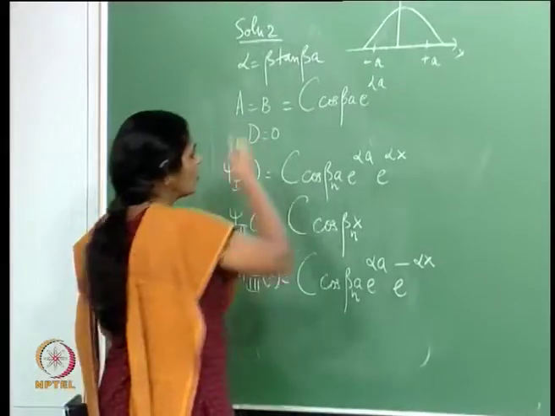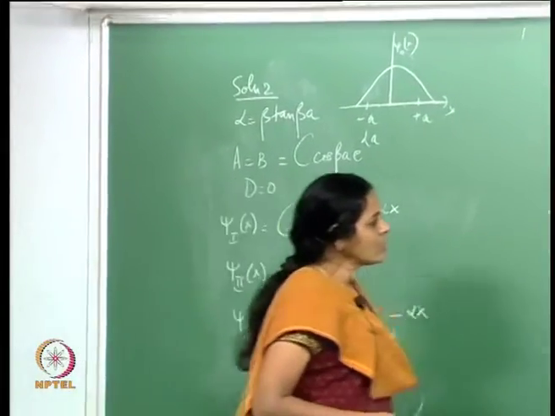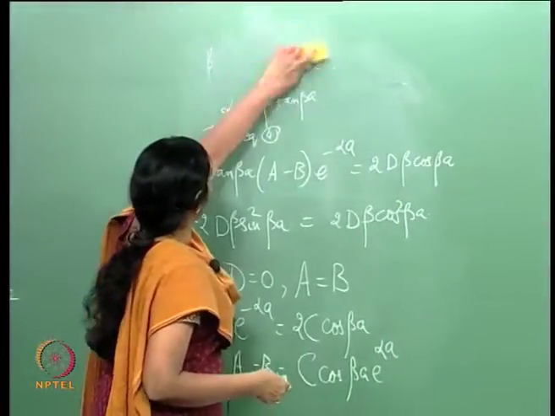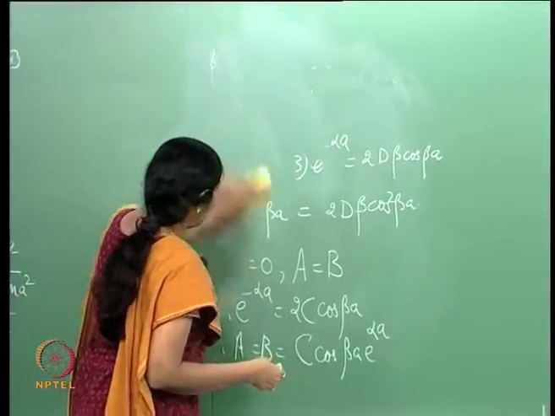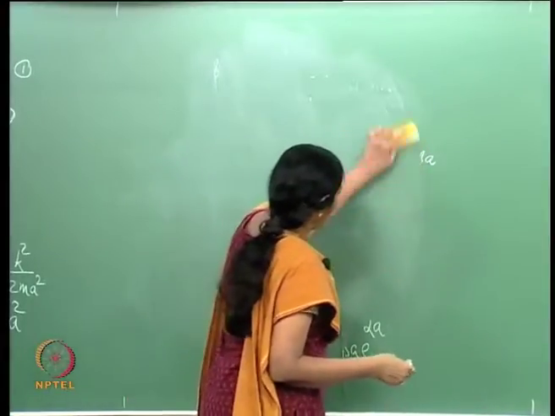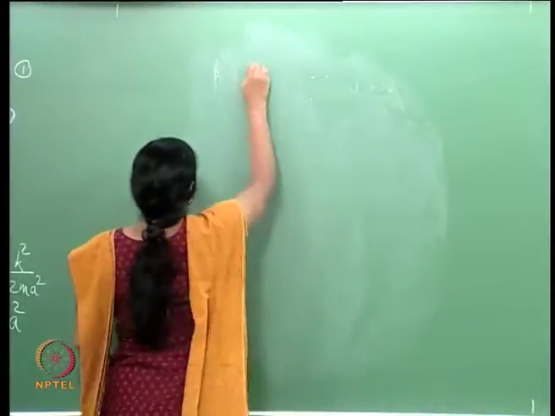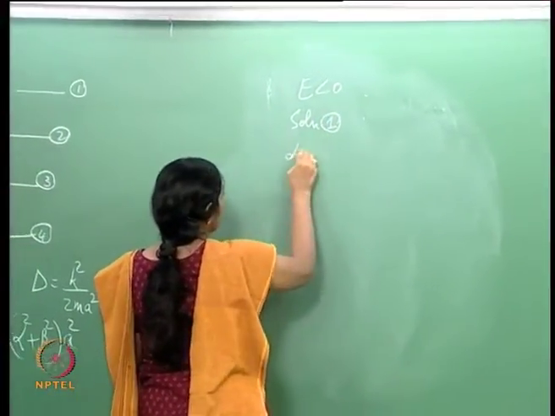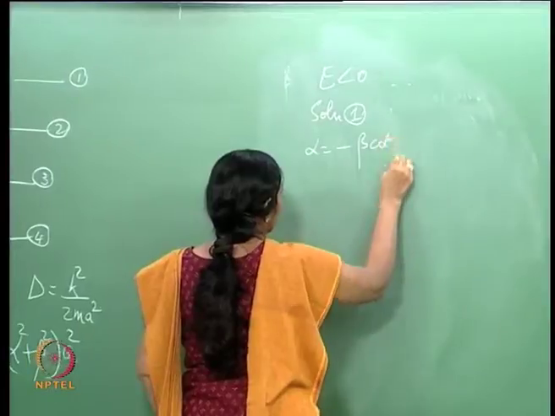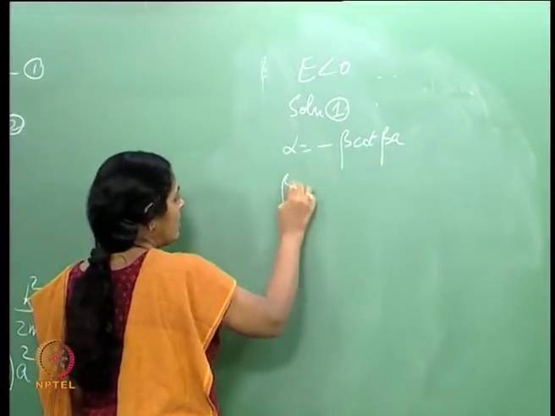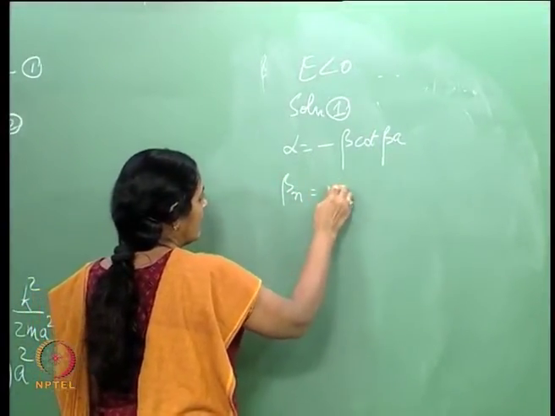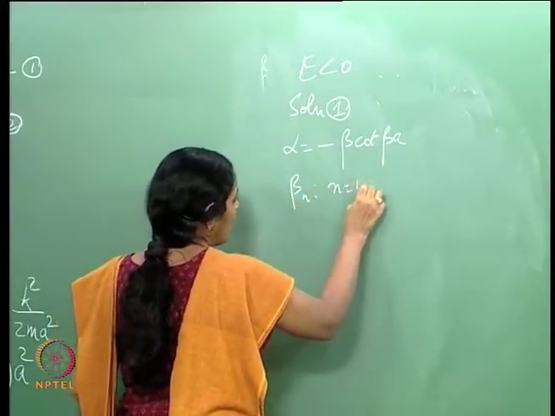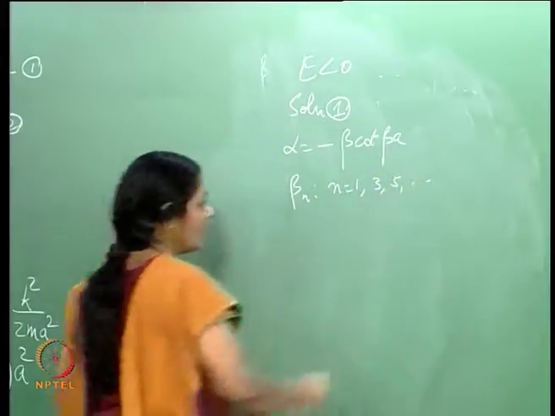So this is as far as solution 2 is concerned. So let us look at solution 1. Solution 1, again E is less than 0, and we repeat our argument. Now for solution 1, that was alpha is equal to minus beta cot beta a, and remember the values that beta could take were beta n with n equals 1, 3, 5, and so on.